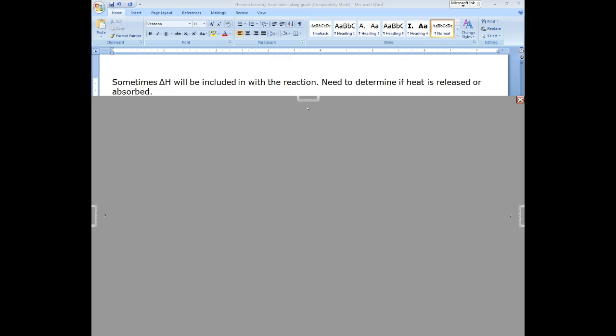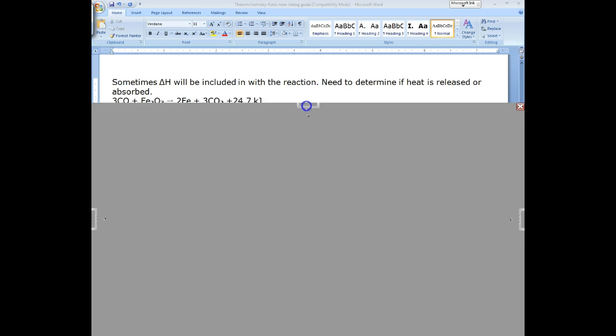Sometimes we're going to find heat written within a reaction. We need to determine if heat is released or absorbed in order to determine whether this is an endothermic reaction or an exothermic reaction. So let's look at an example like this. What you need to remember for this, now, one, we can see heat.